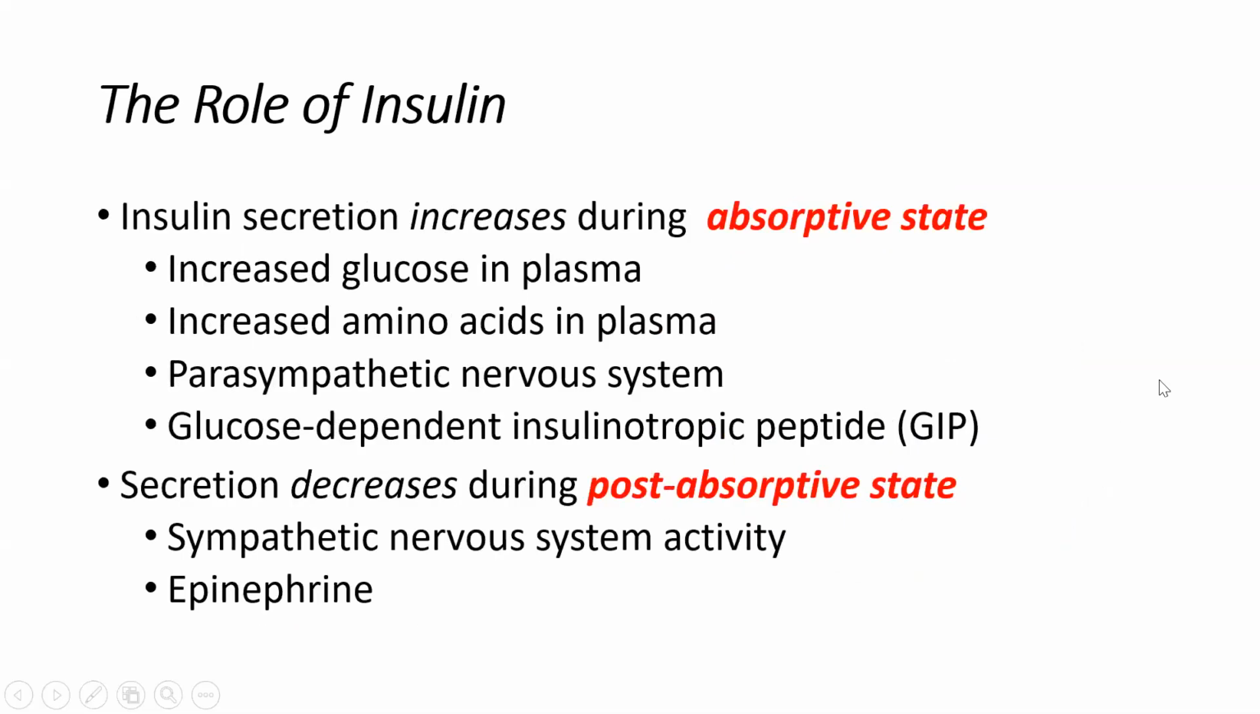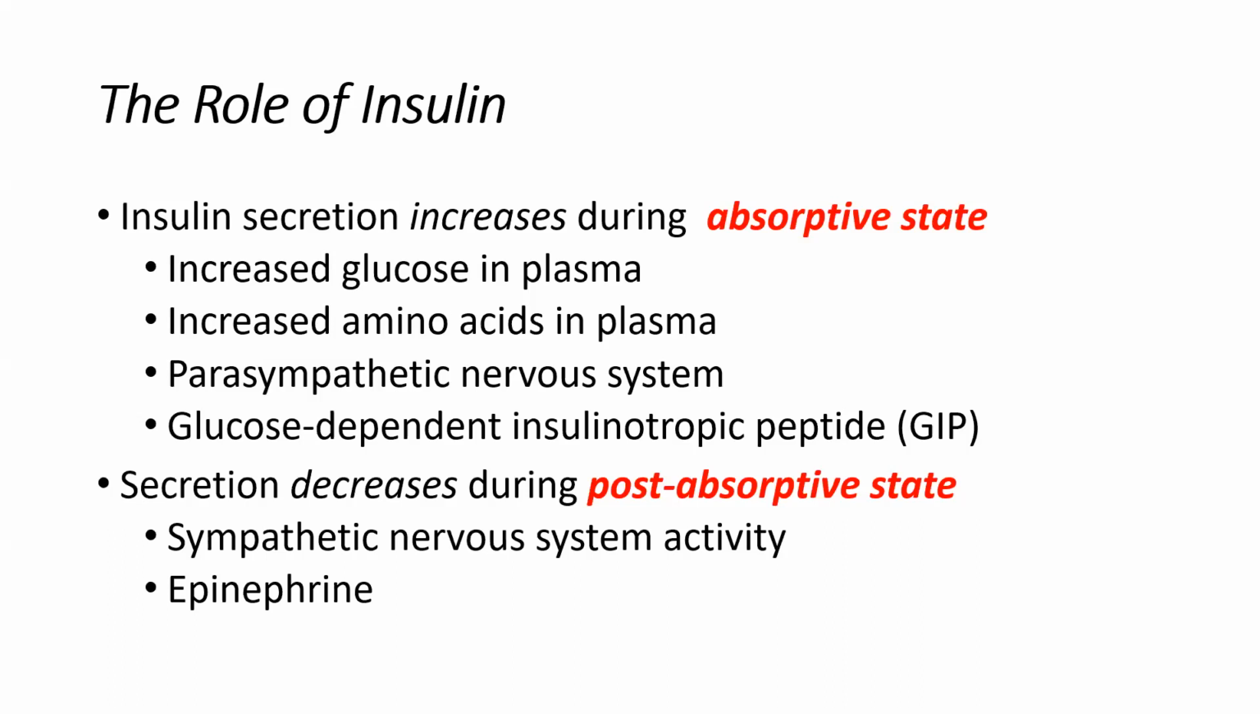Okay, let's look at some of the functions of insulin. It's going to increase glucose in the plasma, increase amino acids in the plasma. It is going to incite the parasympathetic system, so that's the rest and digest. So again, you should be making that connection of the absorptive state, the rested state, the digestive state, which is all controlled with insulin and the parasympathetic system. It's also going to turn on what we call GIP, or glucose-dependent insulinotropic peptide, which is also helping us to store away some of our energy reserves, depending on when that comes into the stomach, comes into the body.